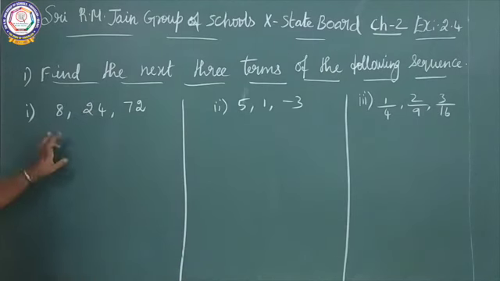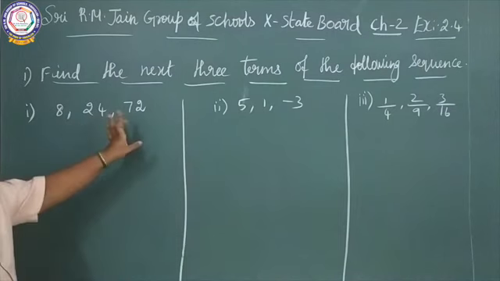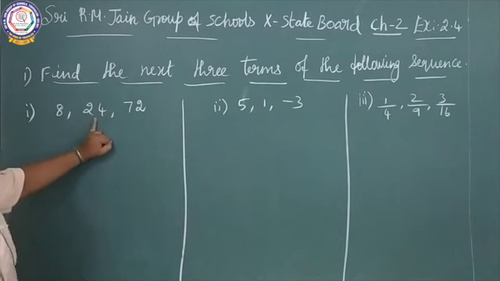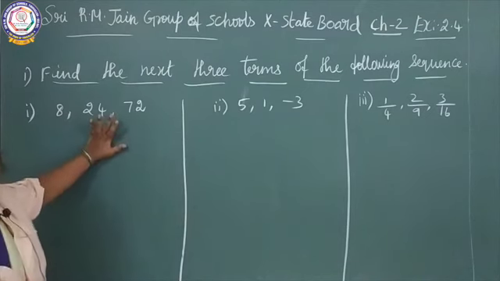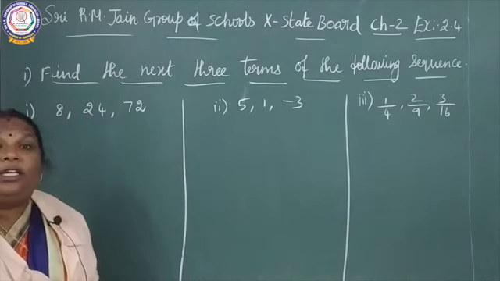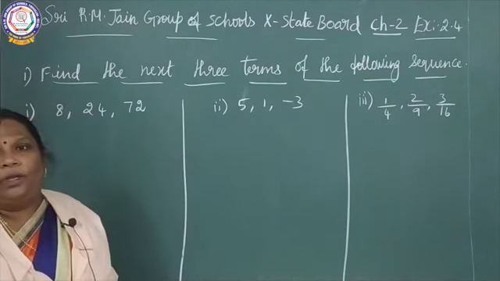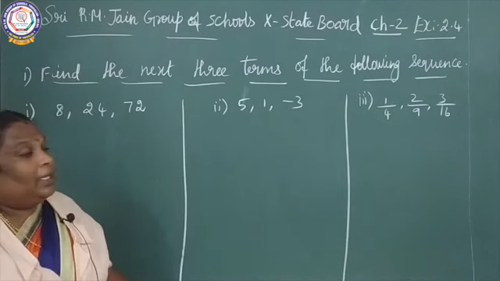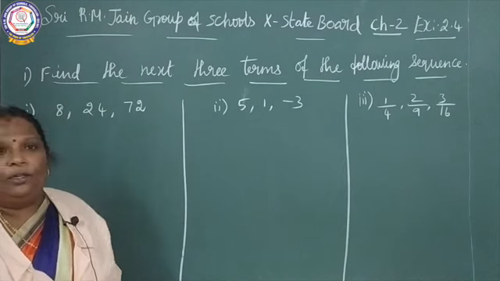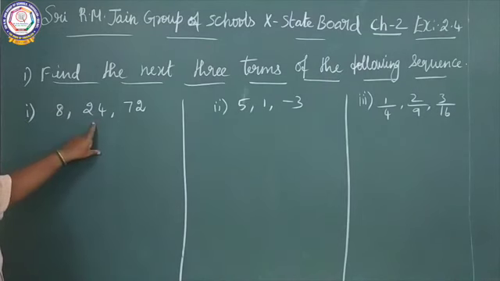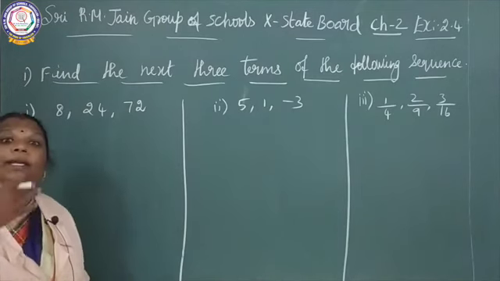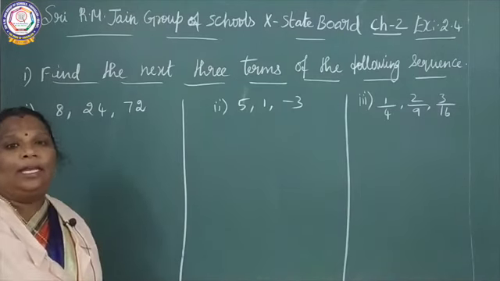See here, 8, 24, 72. Think of it first of all. 8 threes are 24. 24 threes are 72. This type of question they will ask in the bank exam, IBPS exam or any CA exam. This type of exam definitely they will ask. You should find out the next three numbers.